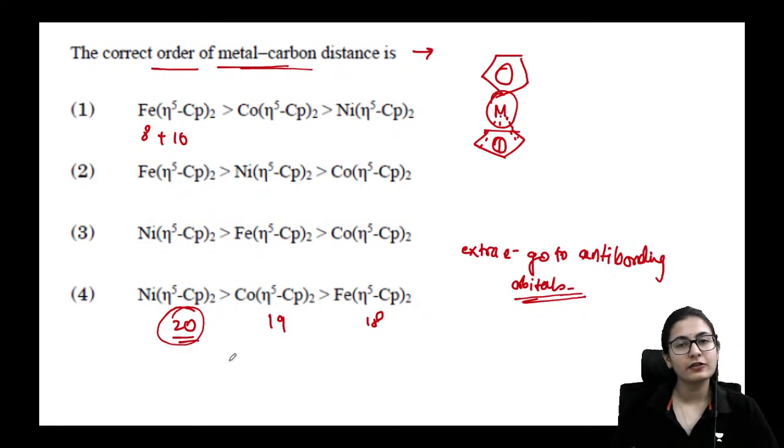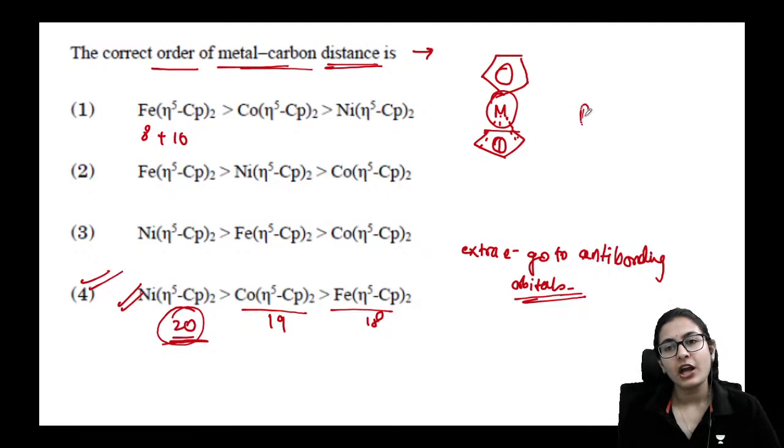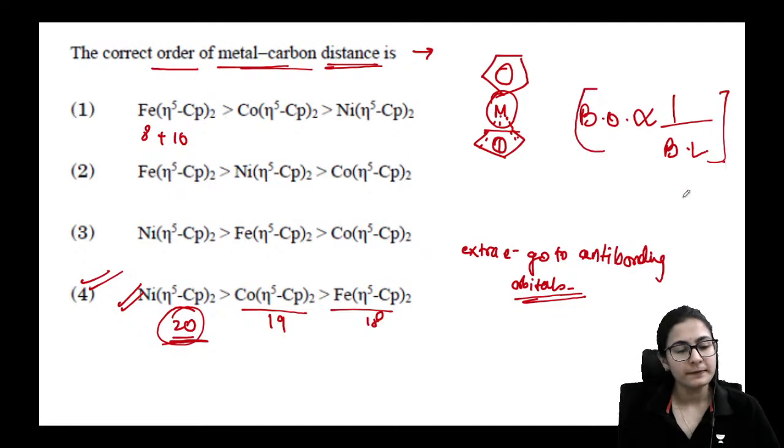Greater the extra electrons as compared to 18, उतने ही ज़्यादा anti-bonding में जाएंगे, which means that anti-bonding is going to decrease the metal carbon bond order and increase the metal carbon bond distance. So bond order decreases and the distance increases. So that is why nickel has the maximum distance as compared to cobalt as compared to iron. ये हमें पता ही है. Bond order is inversely proportional to the bond length. So the same happens over here.